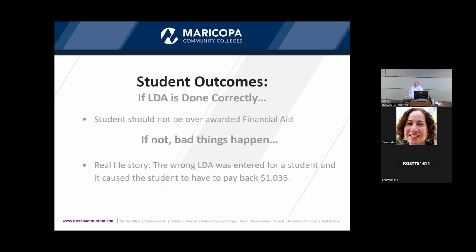So if the LDA is done correctly, the student should not be over awarded financial aid, because when the student withdraws from the class, financial aid will decrease the award that they should receive. However, if they're left in class and the wrong LDA is placed, like on the slide, a student could have to pay back, in this particular case, $1,036. So it does cost the student money when the LDA is not correct within the system.